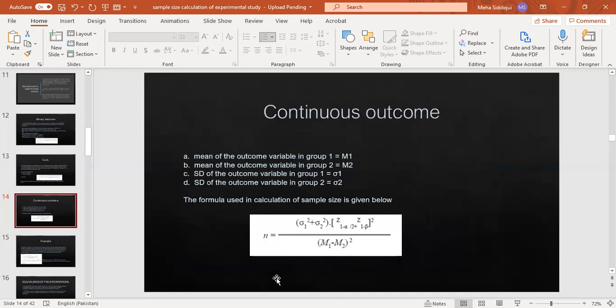Now for another, that is continuous outcome. In this, the mean of the outcome variable in group 1 is denoted as M1 in this formula. Mean of the outcome variable in group 2 is M2. Standard deviation of the outcome variable in group 1 is sigma 1, and standard deviation of the outcome variable in group 2 is sigma 2. So the formula used in calculation of sample size is given below. This is the formula that is used for sample size calculation of experimental studies with continuous outcome.